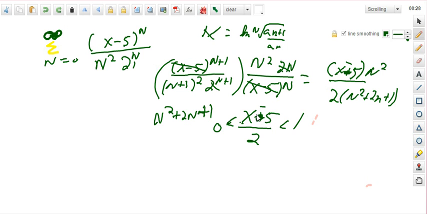So if this is 5, then that would be 0. So 5 would be my smallest number. And then if x is 7, that would be my other number. So that would be my interval. Okay.